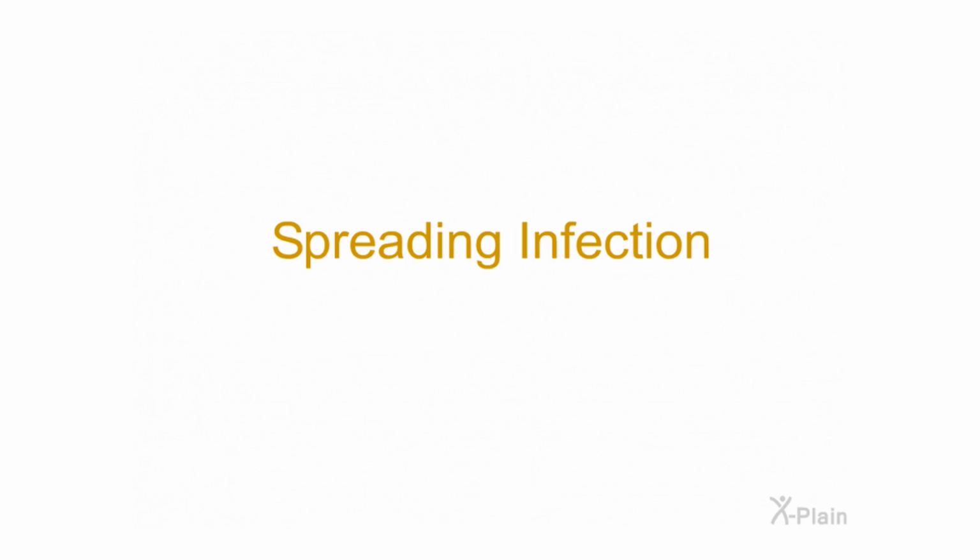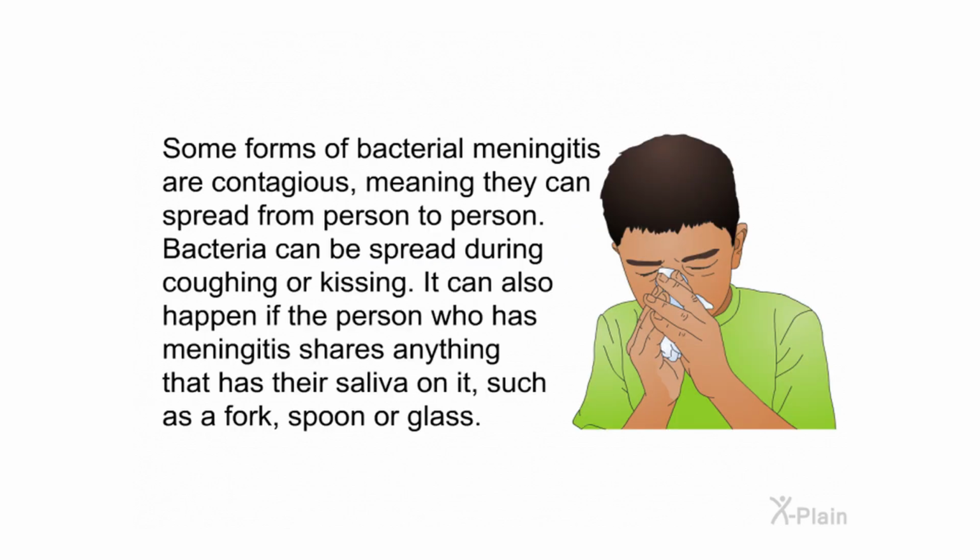Spreading infection. Some forms of bacterial meningitis are contagious, meaning they can spread from person to person. Bacteria can be spread during coughing or kissing. It can also happen if the person who has meningitis shares anything that has their saliva on it, such as a fork, spoon, or glass.